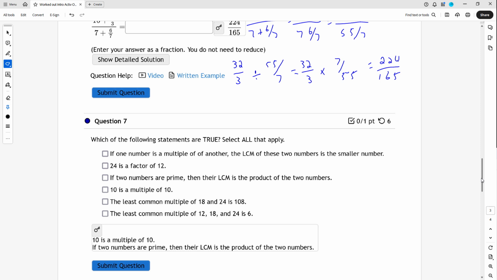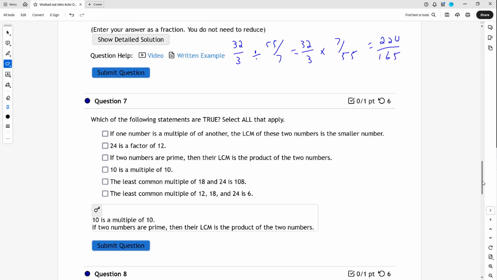Number 7. Which of the following statements is true? Select all that apply. 10 is a multiple of 10, 10 goes into 10. If 2 numbers are prime, then the least common multiple is the product of the 2 numbers. For example, 2 is a prime number, 3 is a prime number, so the least common multiple of the 2 numbers is 6. It's the product of the 2 numbers. That's true.